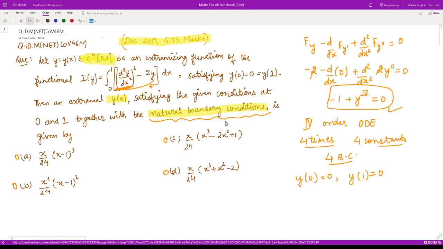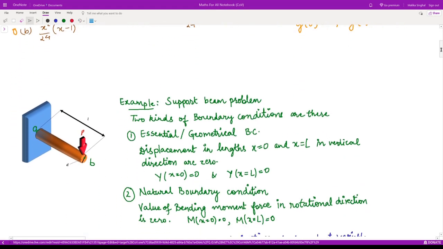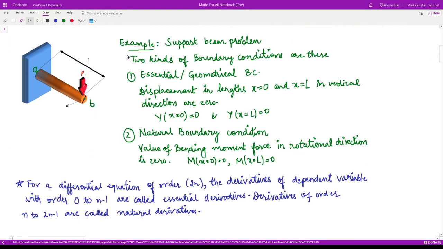What are these? Natural boundary conditions are those which are satisfied naturally by the solution. That is the meaning of this. Let us understand this concept using an example. This is a support beam whose one end at A is fixed, and at the other end we are applying some kind of force or pressure onto it so that after a certain period of time it may bend.